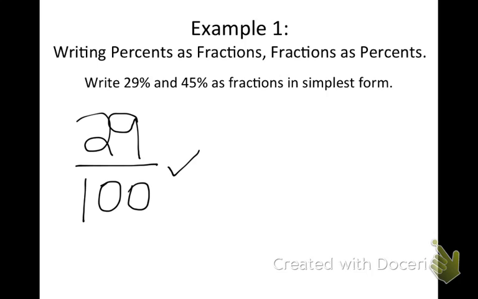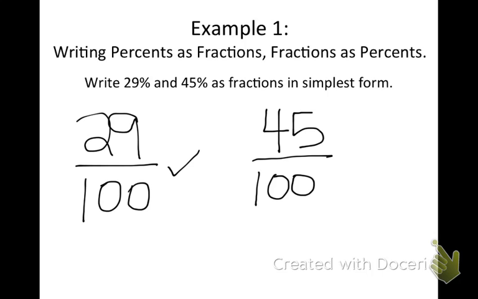Next we'll move to 45%. Remember that percent is a ratio whose denominator is 100. So we'll write 45 over 100. Is 45 100ths in simplest form? No. We can simplify this to 9/20ths.